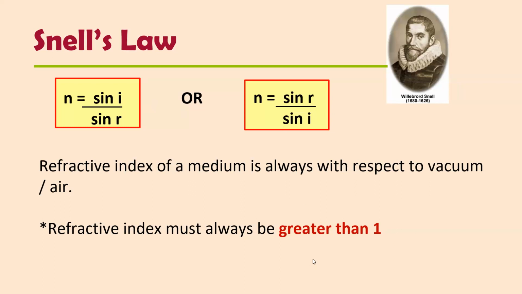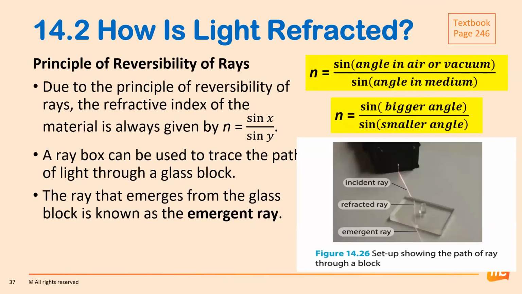And we also learned in the previous session that the refractive index N must always be greater than 1. So how do we make that easier? We come up with this. Instead of remembering N equals sine i over sine r, we always take N equals the sine of the angle in the air or vacuum over the angle in the medium. If you recall, it's always the same. There's consistency. The first formula, N equals C over V, whereby C is the speed of light in vacuum over the speed of light in the medium.